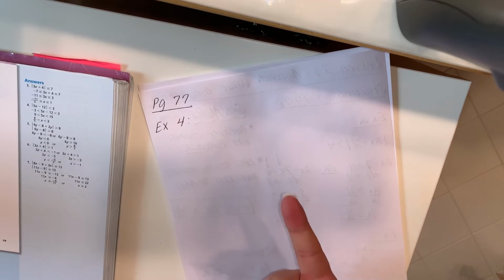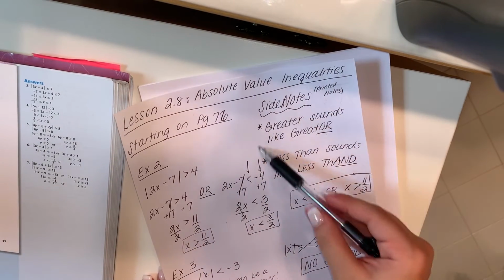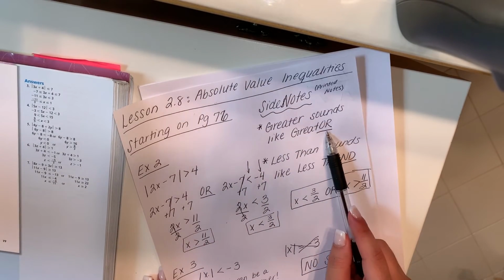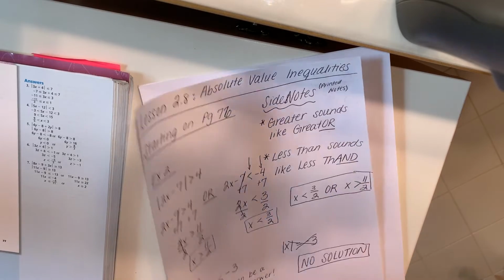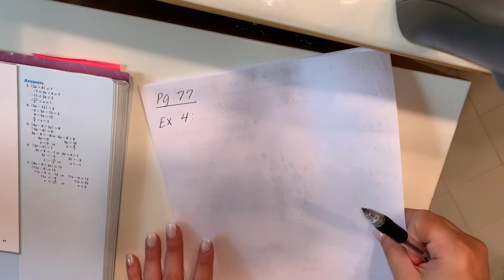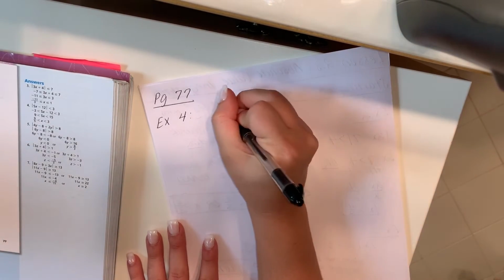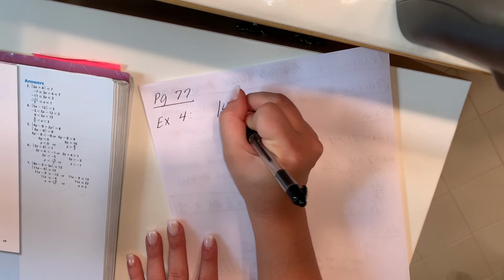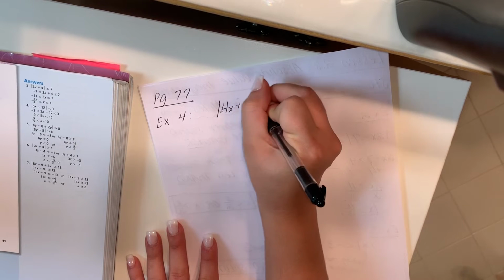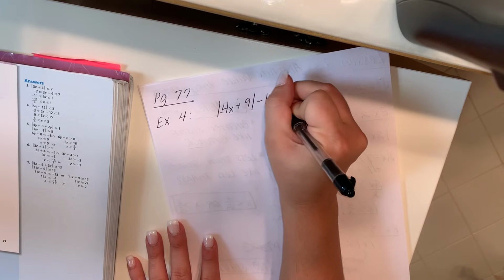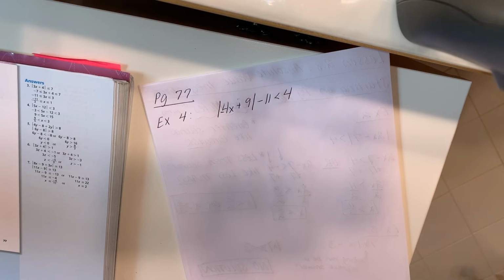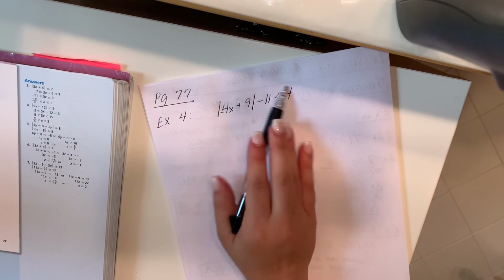Now we're still going to use the same rules as compound inequalities. We're still going to use the same rules for solving absolute value. And we need to make sure that we emphasize when we're seeing an "or" or an "and," okay? So for example 4, it looks like this. It says the absolute value of -4x plus 9, absolute value, minus 11, is less than 4. Okay? So we need to solve this.